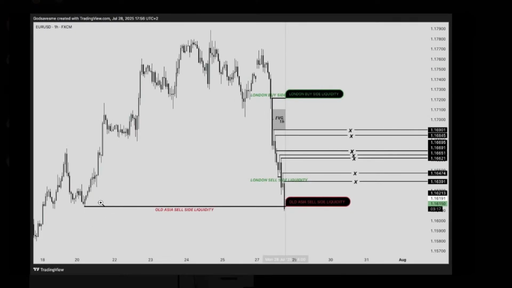So we're on the hourly chart on the Eurodollar. This is Dennis's chart. Let me just have a drink of water. Getting dry mouth.